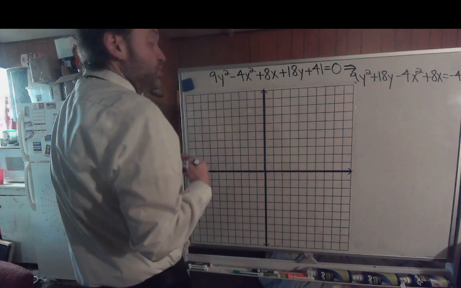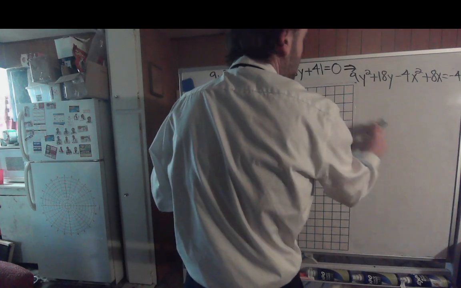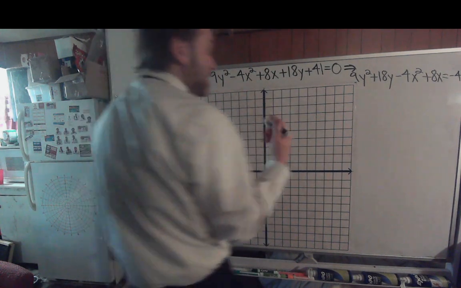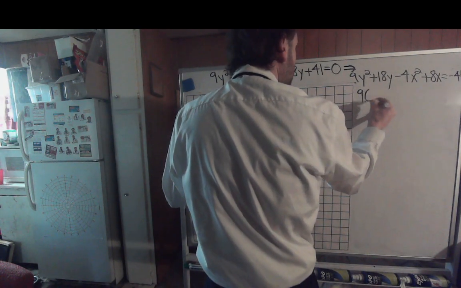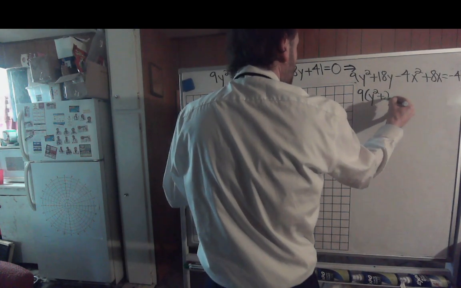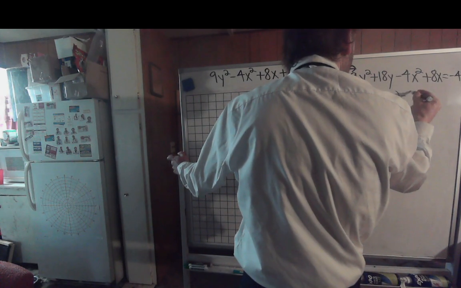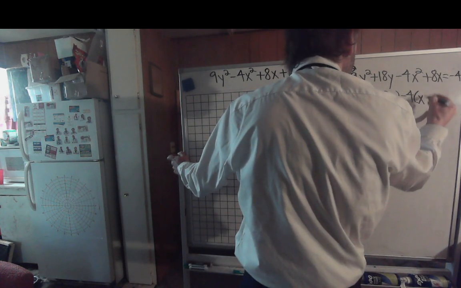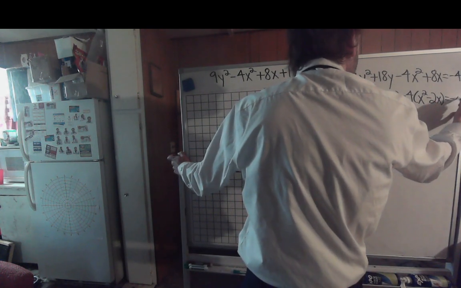So now what you want to do is go through on each of your variables and factor out the common coefficient. So on the y's, you could factor out a common 9. You'll get 9 times y squared plus 2y. And then on your x's, you could factor out a common -4. So minus 4 times x squared minus 2x equals -41.